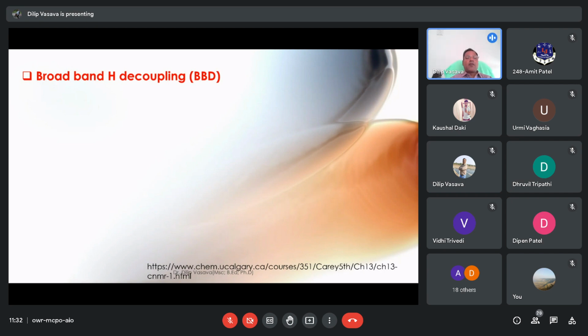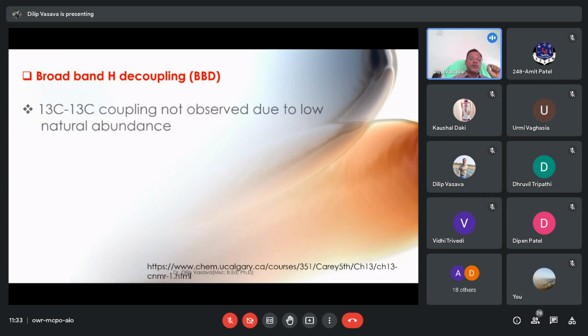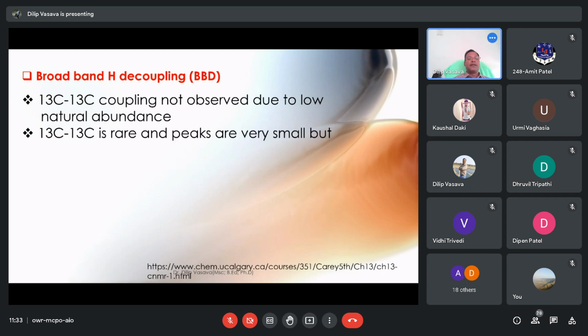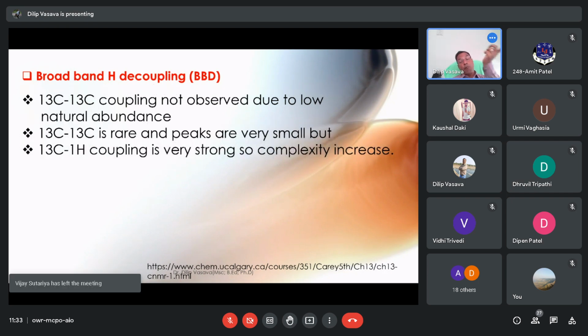So one of the methods is broad band HD coupling, in short known as BBD. Due to the BBD, 13C coupling is not observed. 13C is not observed easily due to its low natural abundance. 13C is rare and the peaks are very small, but the 13C 1H coupling is very strong, so complexity increases.